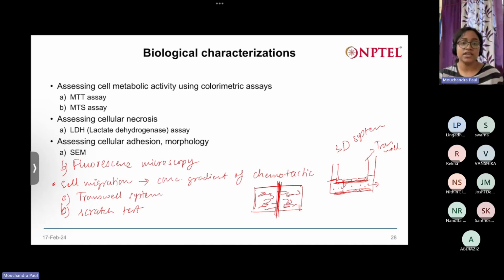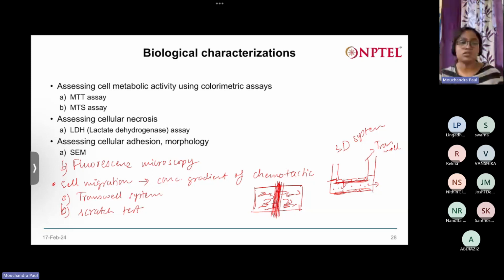And then you can say that this particular area was filled up because the cells migrated. There is no other way the cells could reach this particular region because you didn't seed any cells after scratching it. So this is another way to study whether the cells are able to migrate or not.